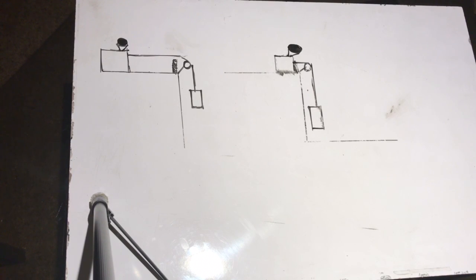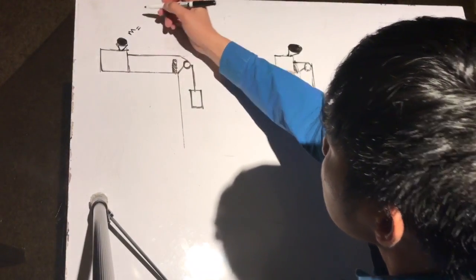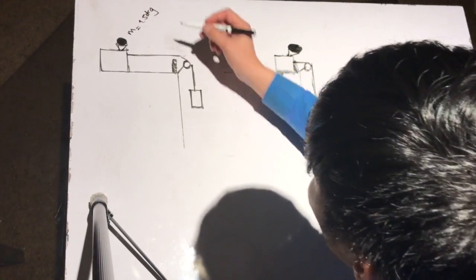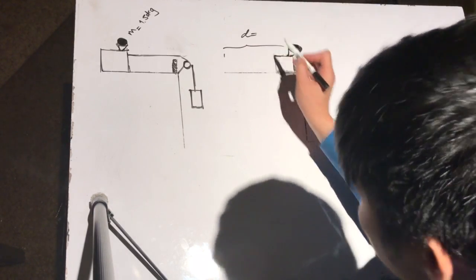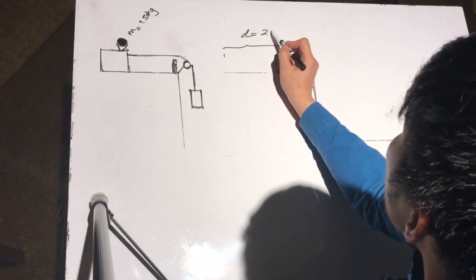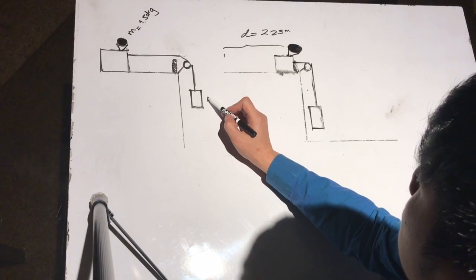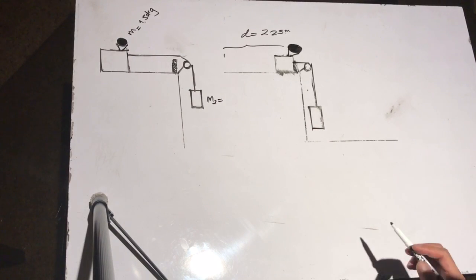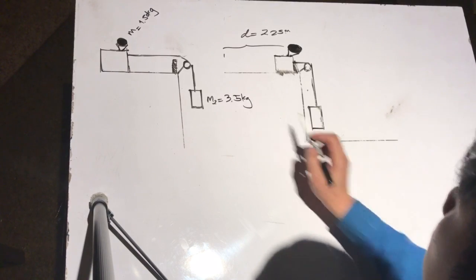So we're just gonna go ahead and label what we have. This is basically before. I'm just gonna say the mass is equal to 1.5 kilograms, that's the ball. And the distance it travels is equal to 2.25 meters. And this block right here, I'm just gonna say M2 is equal to 3.5 kilograms.